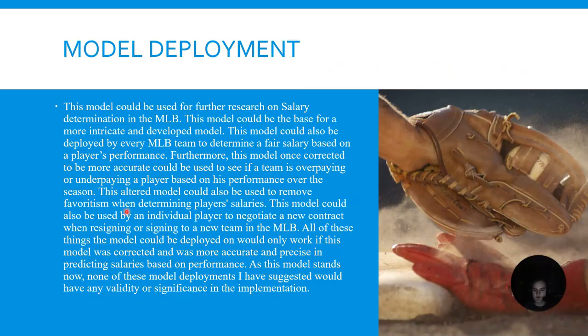So, model deployment. Some main things I thought about: this model would obviously have to be edited to be more accurate, and this could be done potentially through new variables or existing old variables. Like I said, the model would have to be fixed, and once it was fixed, I think it could be deployed to baseball players and team owners themselves.